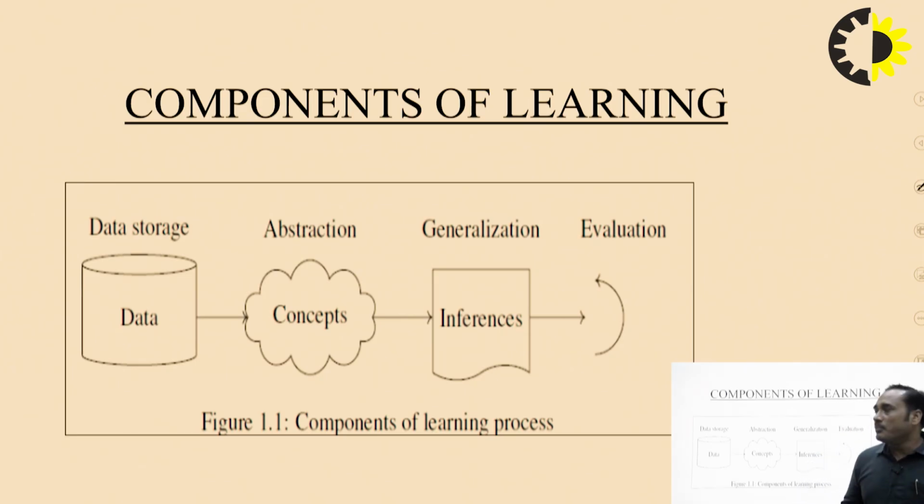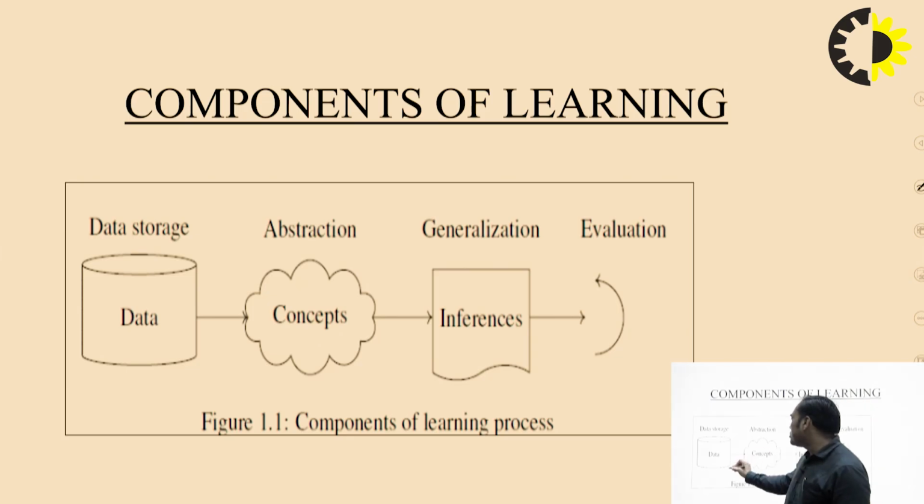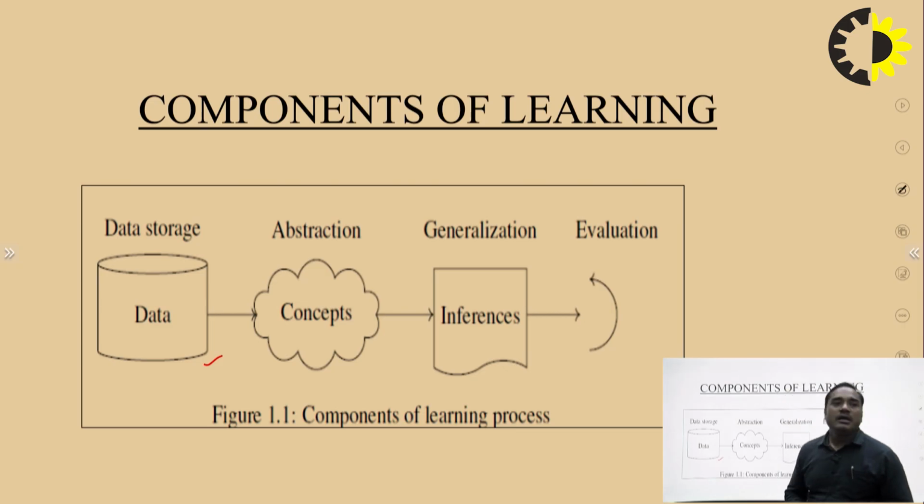These are the components of machine learning. First we are going to discuss storage. In storage we are basically storing the data. Data can be stored on different storage devices, maybe a hard disk, tape drives, or Google storage. So you store the data in a particular place where you can access it.